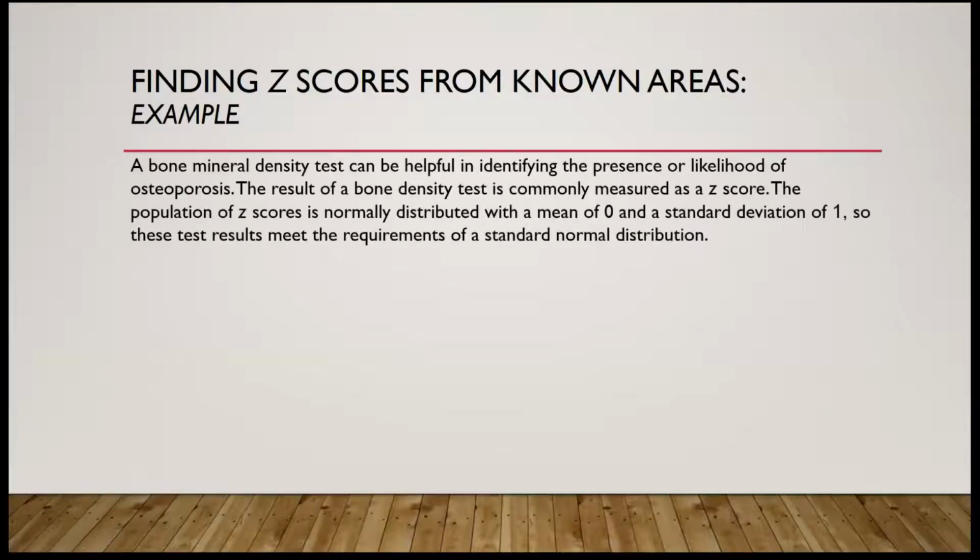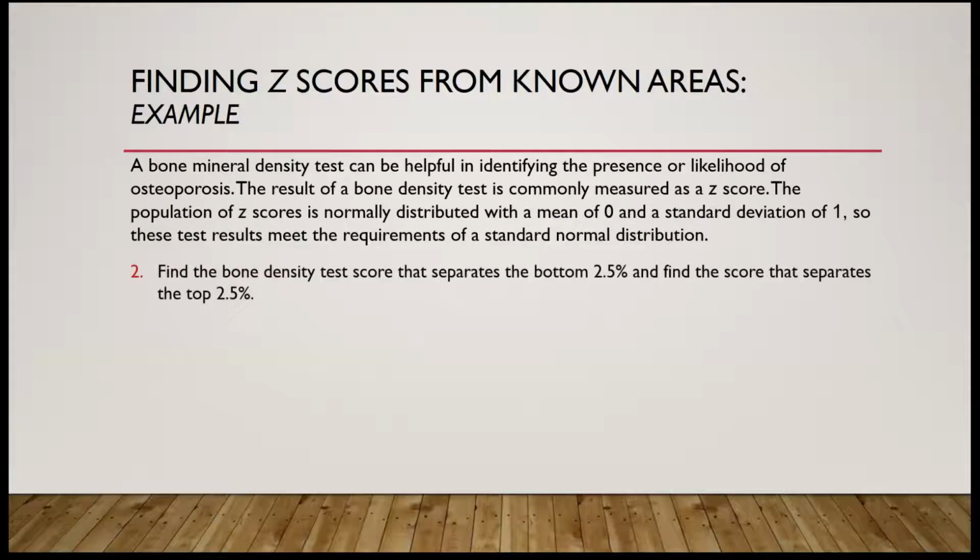In the second part of the same example that we used before, we need to find the bone density test score that separates the bottom 2.5% and find the score that separates the top 2.5%. Let's first draw a diagram. The bottom 2.5% will be a small part of the area on the left.